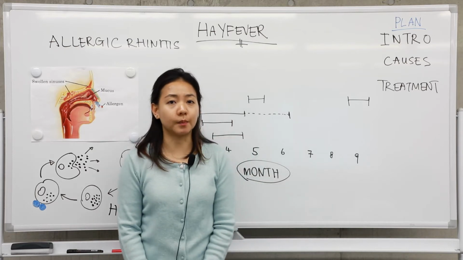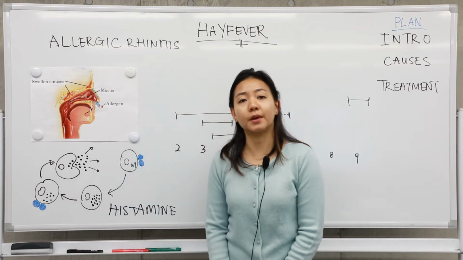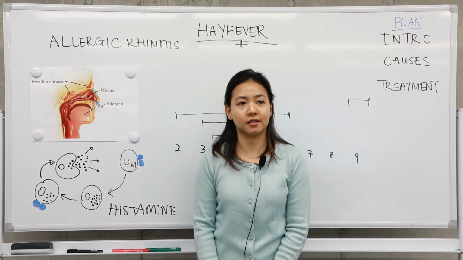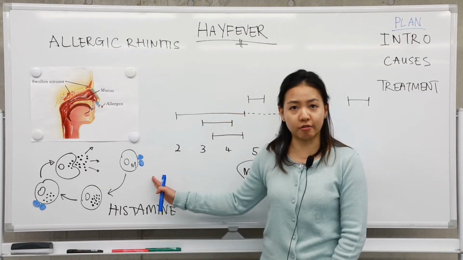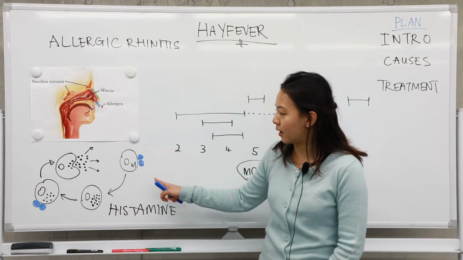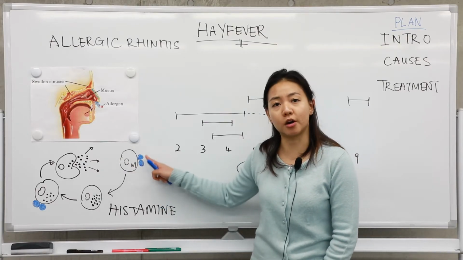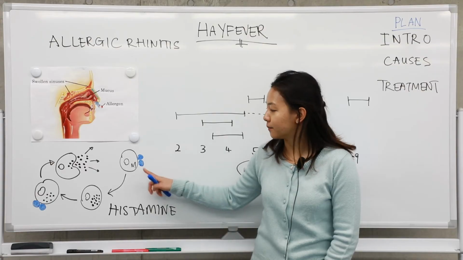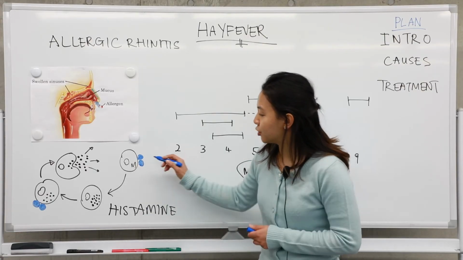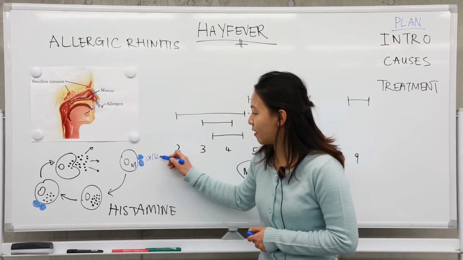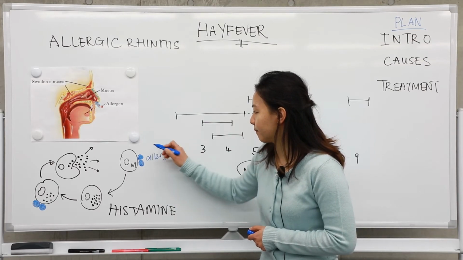Now we will talk a little bit about the biochemistry behind allergic rhinitis. It is quite complicated. As you can see from the diagram here, it first involves a cell in your body called a mast cell, which I have labeled here with an M, being exposed to an allergen for the very first time.